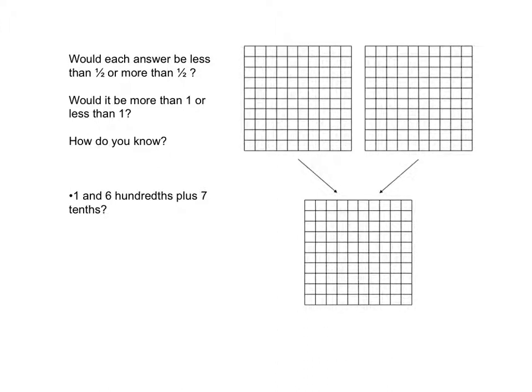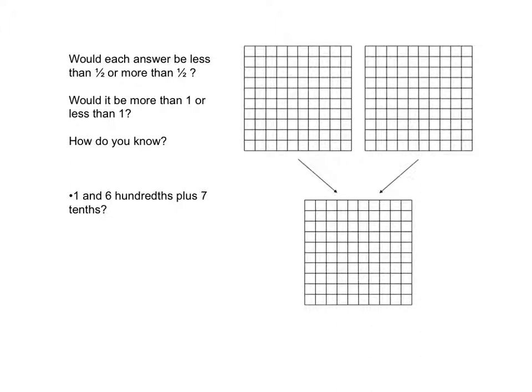So now we have 1 and 6 hundredths, and we're adding 7/10. So we know it's going to be more than 1 because we are starting with more than 1 again, plus 7/10. Now we could ask ourselves, is it going to be more than 2 or less than 2? In this case, it'd be less than 2 because 6 hundredths is different than 7/10, so we're adding different sized pieces. So we're not going to have enough to get all the way up to 2.